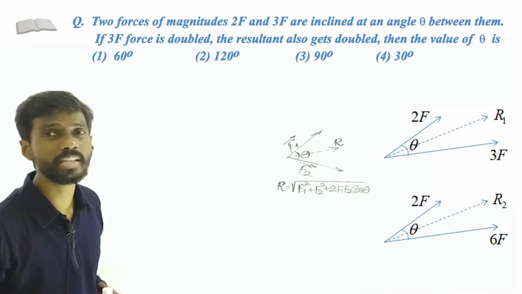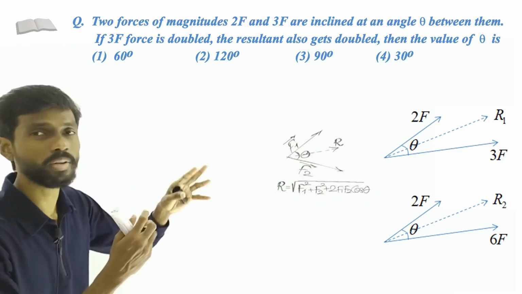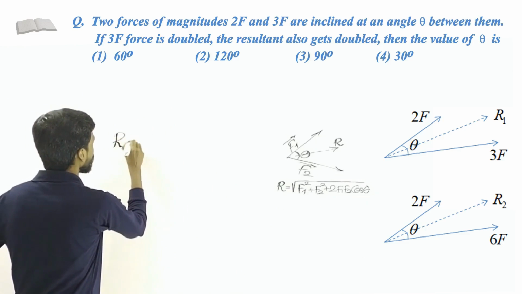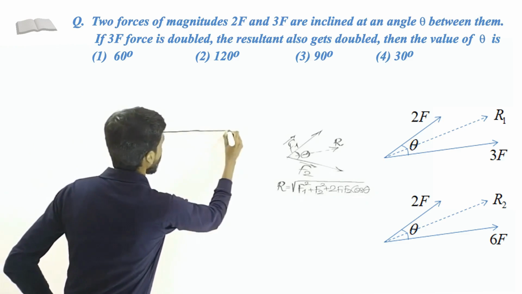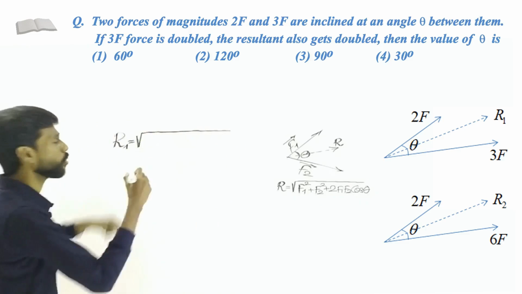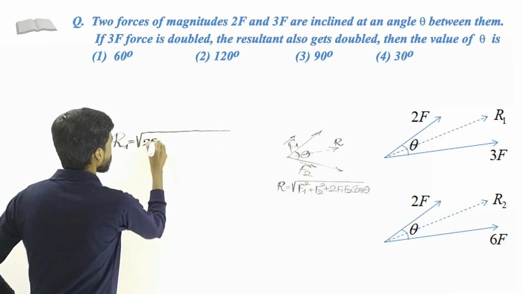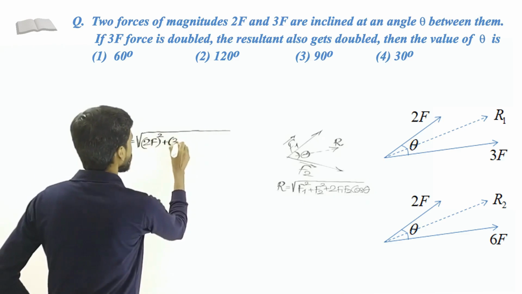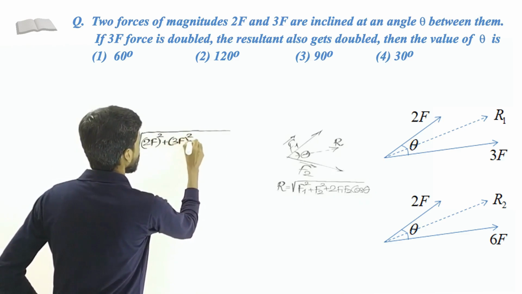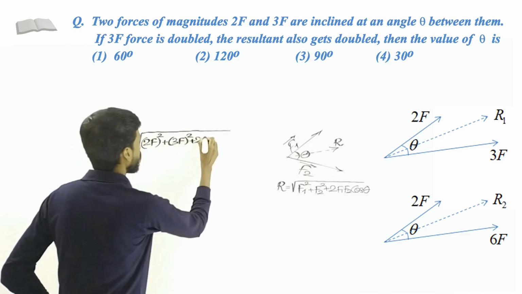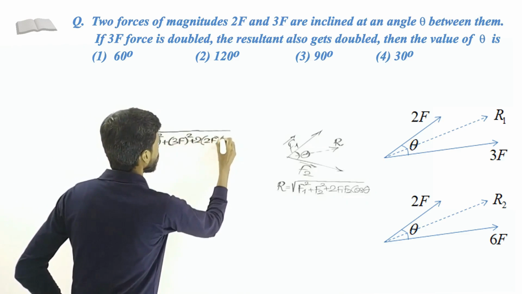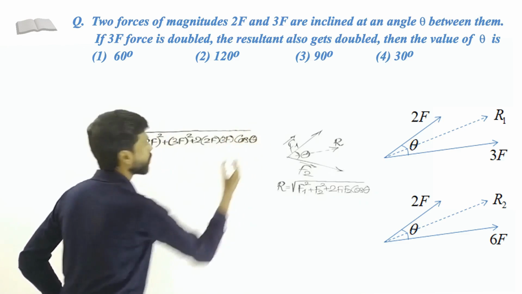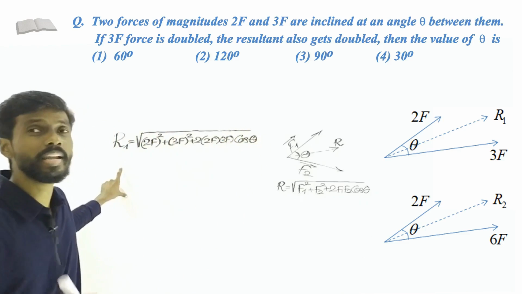Now let us find the resultant in the first case. Let us take it as R1, right? R1 is the resultant in the first case. So R1 equals the square root of the first vector, that is 2f, so 2f square, plus the next vector, 3f square, plus 2 f1 f2, that means 2 times 2f times 3f multiplied by the cos of the angle between them, cos theta, right? So this is the resultant in the first case.